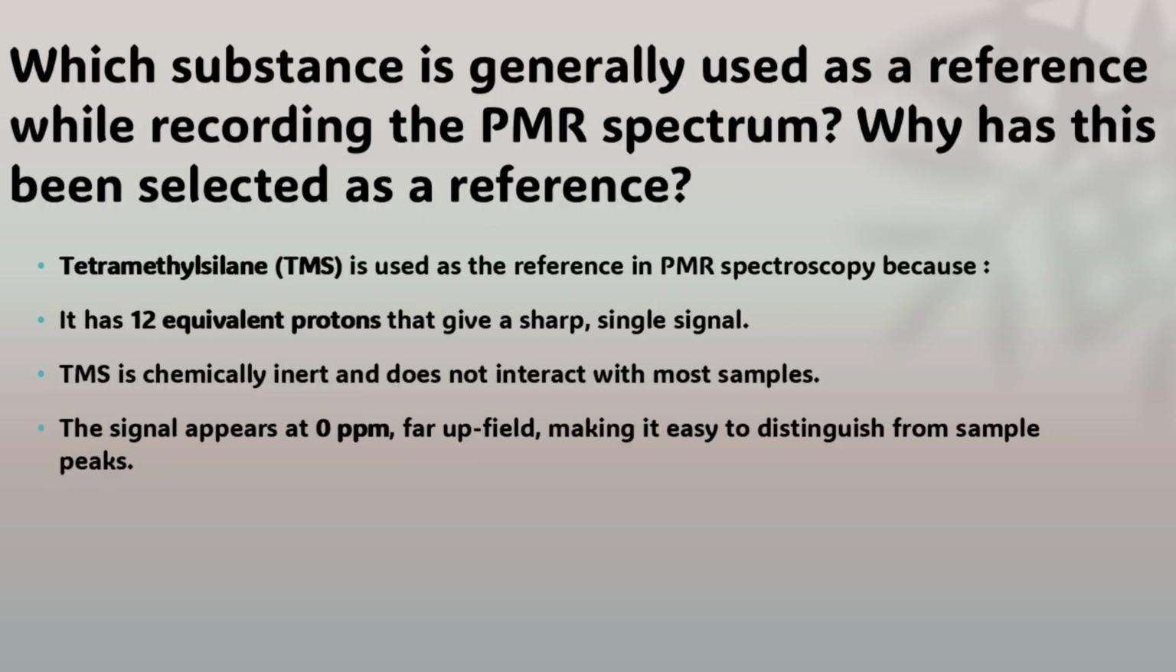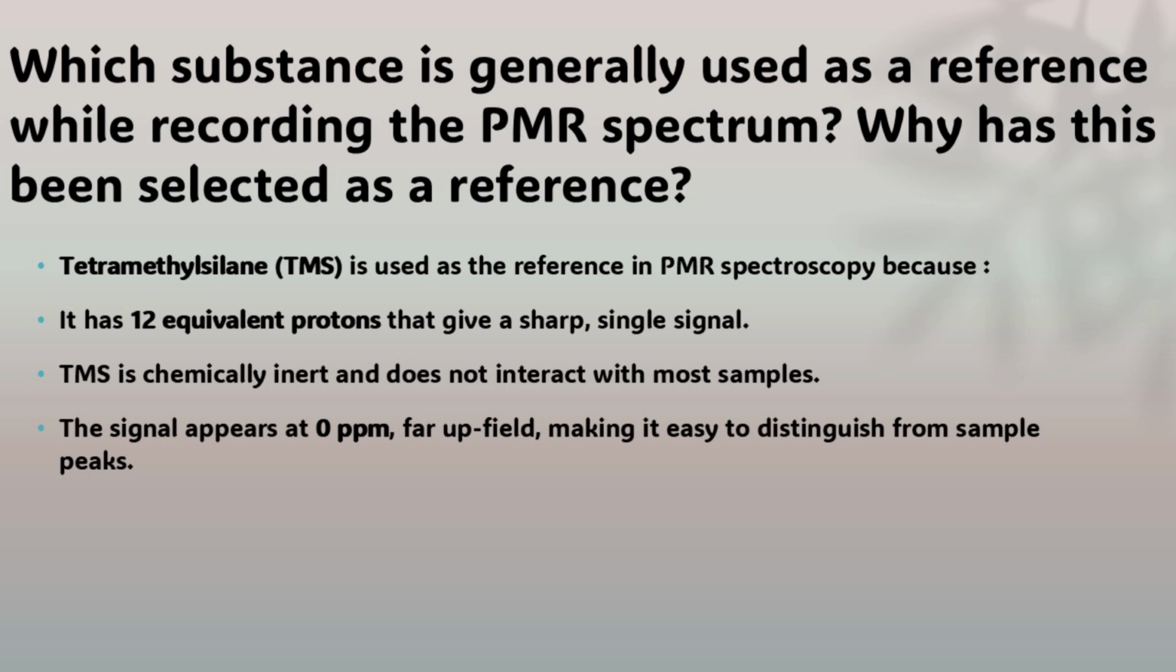The next question is question number 39. Which substance is generally used as a reference while recording the PMR spectrum? Why has this been selected as a reference? Explain in detail. The answer to this question is, tetramethylsilane, TMS, is used as the reference in PMR spectroscopy because it has 12 equivalent protons that give a sharp, single signal.